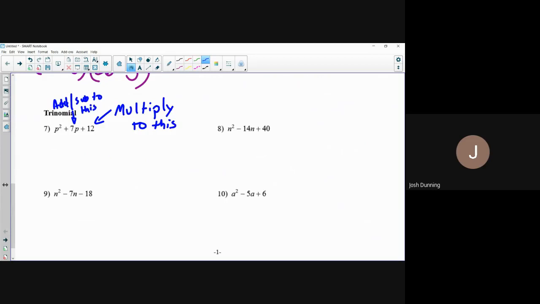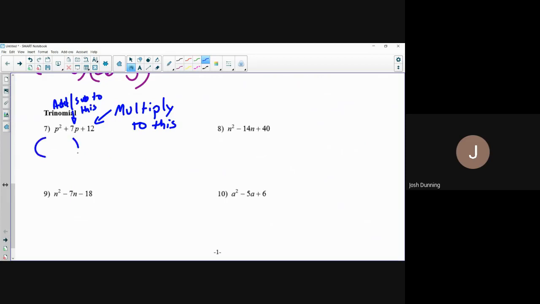Now, at 7, the 12 is positive and the 7 is positive. So everything's a plus in this, which means we're going to find two numbers that multiply to 12 and add up to 7. So if you're thinking of factors of 12, and this is the thought process, maybe you think 6 times 2. 6 times 2 is 12, but 6 plus 2 is 8, so that doesn't work. Then you think of another pair. 3 times 4 is 12. Hey, 3 plus 4 is 7, so that's it.